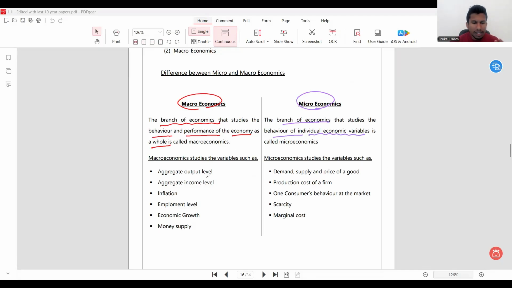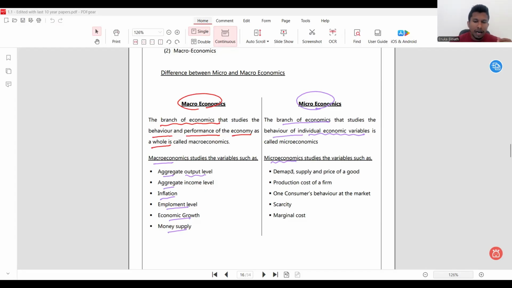Also, I have presented some examples for variables that we are discussing under macroeconomics and examples for variables that we will be discussing under microeconomics. If you look at these variables, you can understand that macroeconomics is always about the aggregates: the total output of the economy, the total income in the economy, the rate of inflation. For the whole economy, we evaluate the output, the employment level, economic growth, money supply.